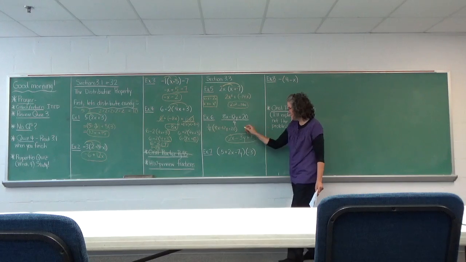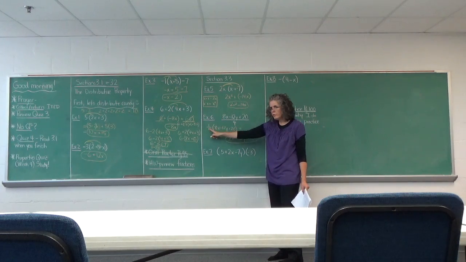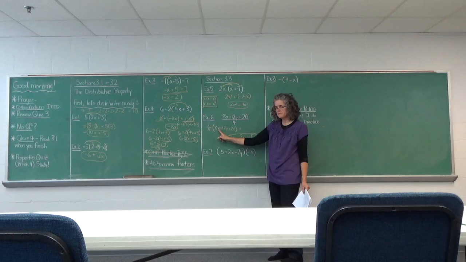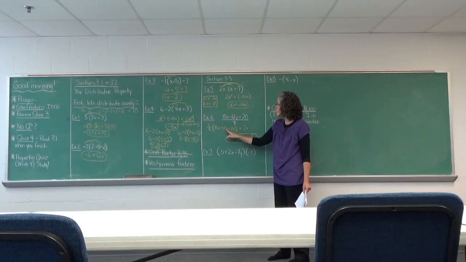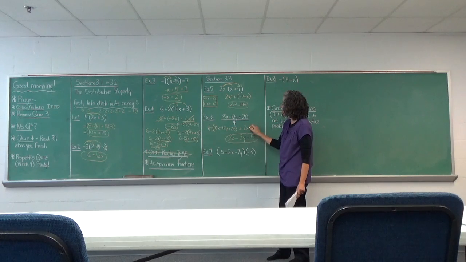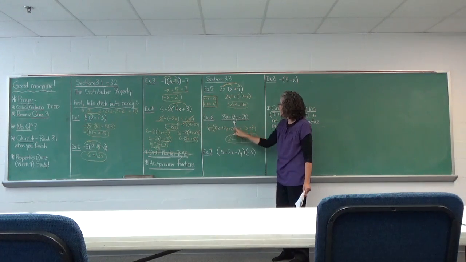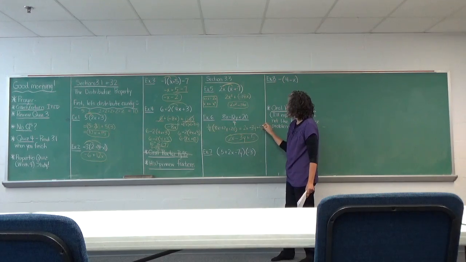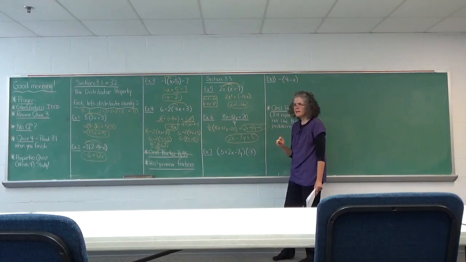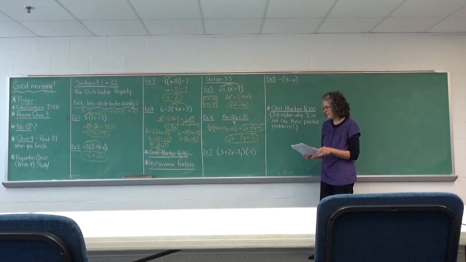Now I could do the same thing here. What's 1/4 of 8x? 2x. What's 1/4 of 12y? I bring my minus sign over. Minus 3y. Bring over my plus. 1/4 of 20 is 5. They're the same. Doesn't matter which way you think about it, they're the same.